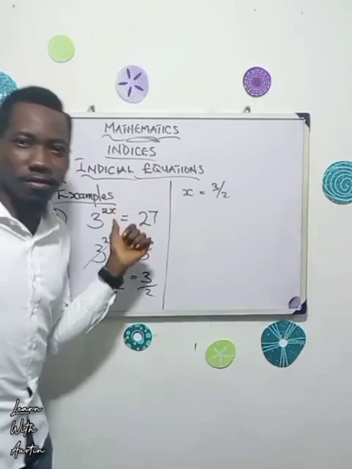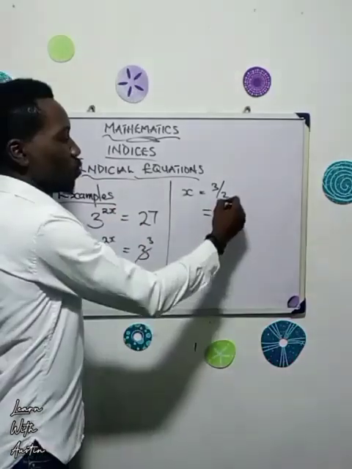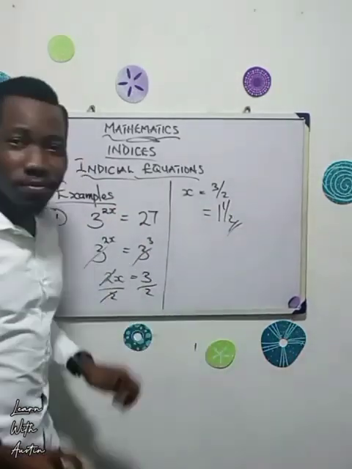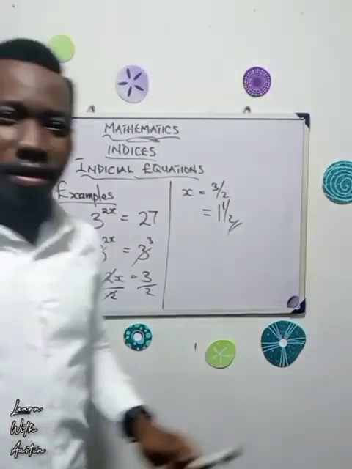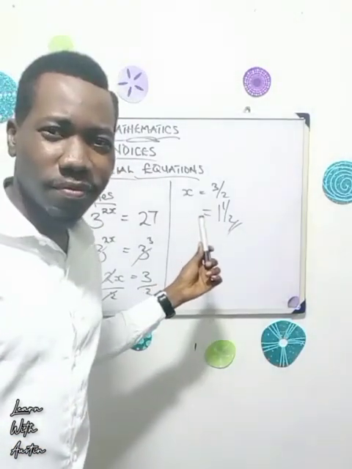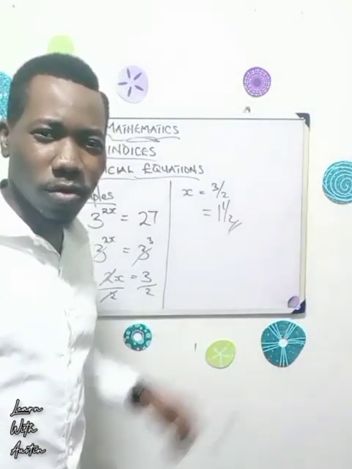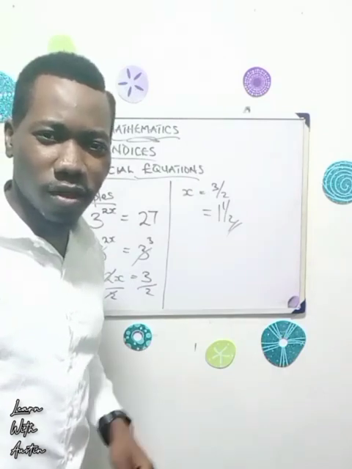Now that's the value of this x, which can be expressed as 1 and 1 over 2. That's the answer. That's what x is. 3 over 2, 1 and 1 over 2, can also be expressed as 1.5.